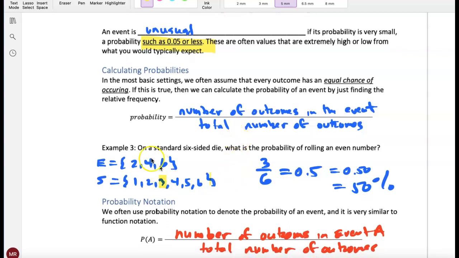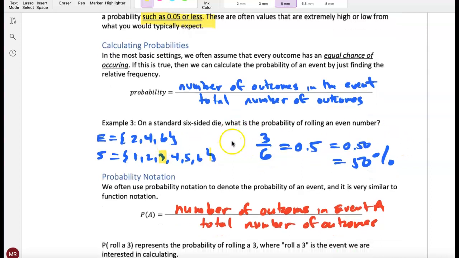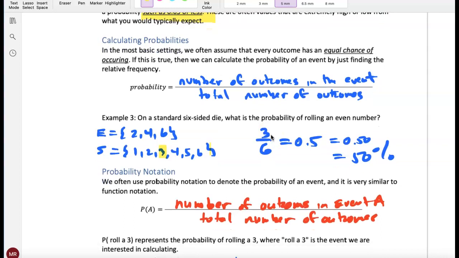So for example, on a roll of a standard six-sided die, what's the probability it's even? The probability that it's even is just that there are three even numbers out of six. So we write that as a fraction or a ratio, 3 out of 6, which turns into a decimal, 50%. That's a very straightforward way of thinking about it, and we can calculate it.